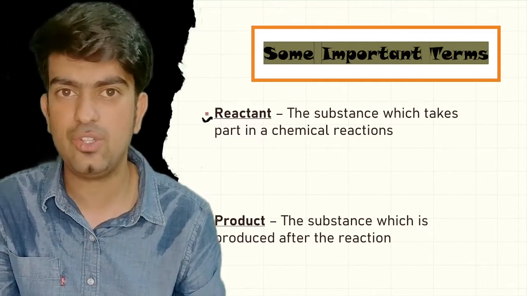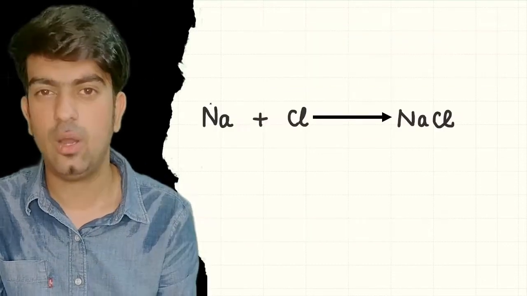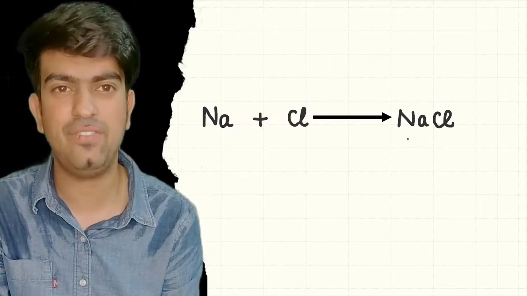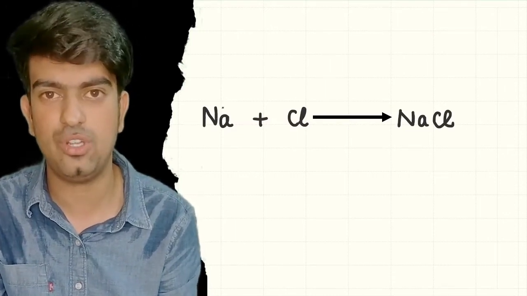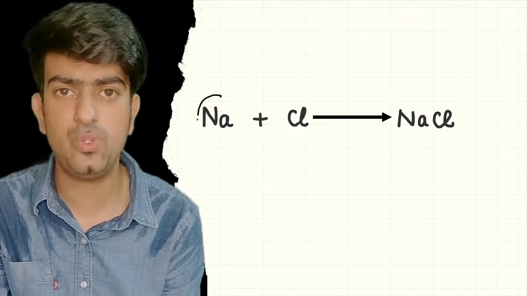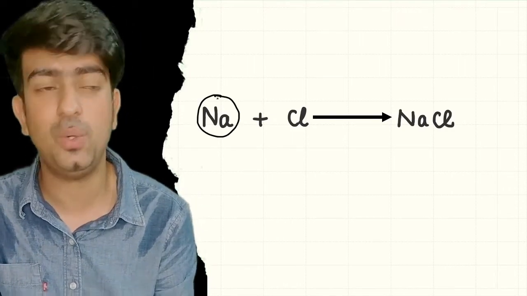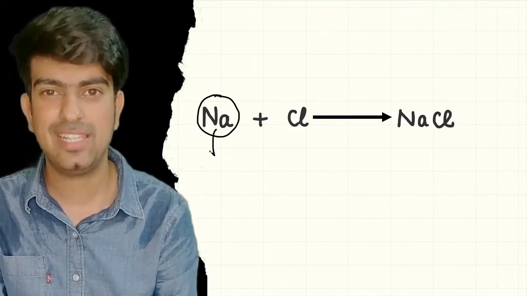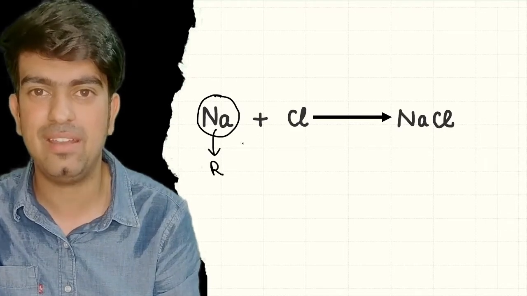So let's see what actually reactant and product is. Now let's see an example. Again we have the same reaction, that is the formation of NaCl. Now if I ask you whether Na will be a product or a reactant? Yes, exactly. So Na will be reactant.